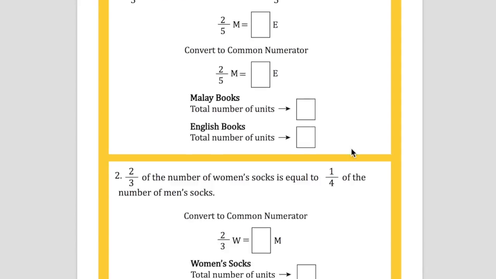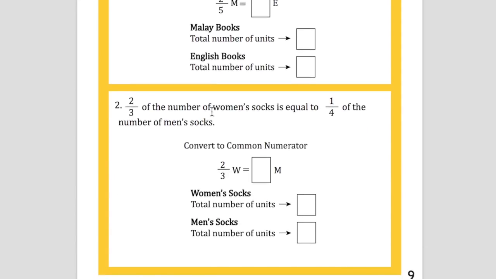So same goes for this one over here. 2 over 3 of women's socks is equal to 1 over 4 of men's socks. So 2 over 3 W is equal to 1 over 4 M. So what do we do? We look at the numerator, we make it common, make it the same. We multiply this by 2, we multiply this by 2, we will get 2 over 8. So the women's socks are 3 units and the men's socks are 8 units.